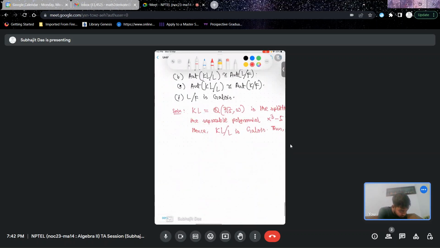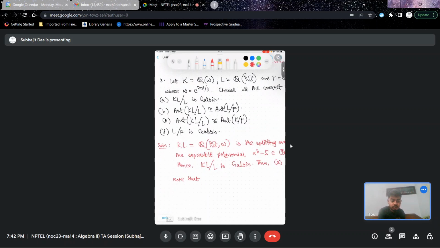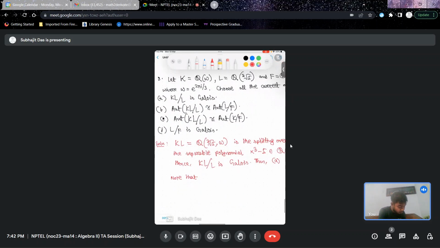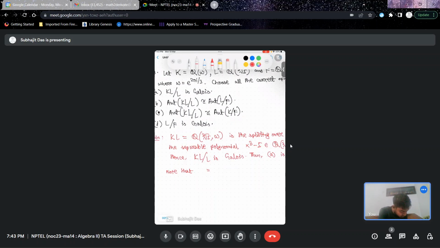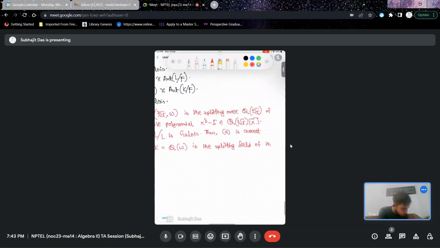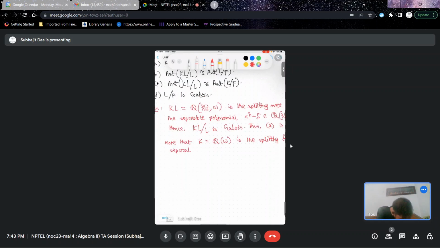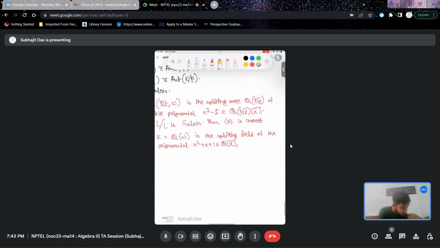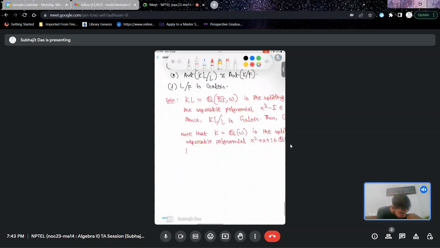Now what about the other cases? So we note that K over F, K equal to Q(omega), is the splitting field of the separable polynomial x square plus x plus 1 in Q[x], so that K over F is Galois.